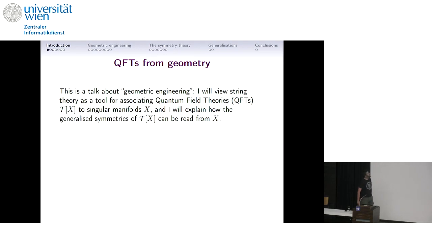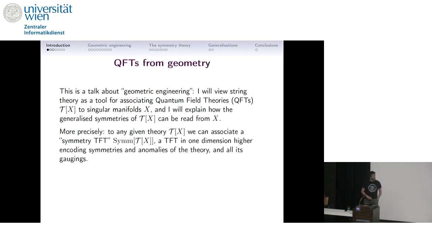So this is a talk about geometric engineering. I will view string theory as a tool that gives me, given a geometry, a quantum field theory. And I want to understand how to extract the symmetries of the field theory from the geometry. In particular, I will want to construct this object that Kantara already alluded to, this symmetry TFT. I will explain what this is. This is an object that will encode the symmetries, the anomalies, and the gaugings of the symmetries for the local dynamics on the singularity.